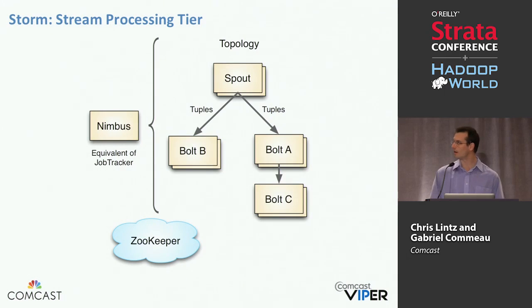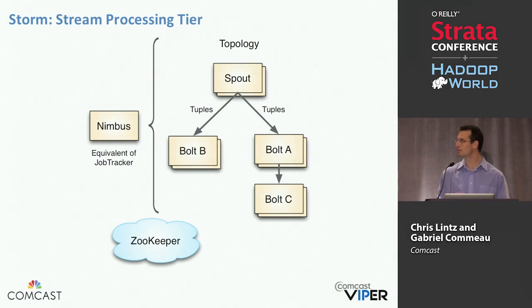The next important subsystem in our architecture is Storm. So Storm is a pretty popular distributed real-time computation system. It can be used in various use cases, such as distributed RPC, stream processing, or continuous computation, which we're specifically interested in today. Nimbus is the equivalent of the job tracker in the Hadoop ecosystem.